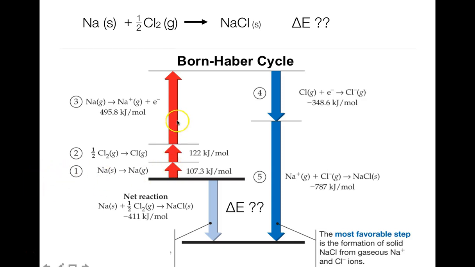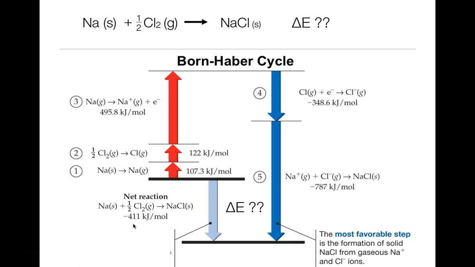Overall, we can see if we add everything up, our net reaction is going to be this delta E from where we started to where we finished. If we added everything up, steps 1 through 5, we should find out that when 1 mole of sodium metal reacts with half a mole of chlorine gas to form solid sodium chloride, we'll release 411 kilojoules of energy.